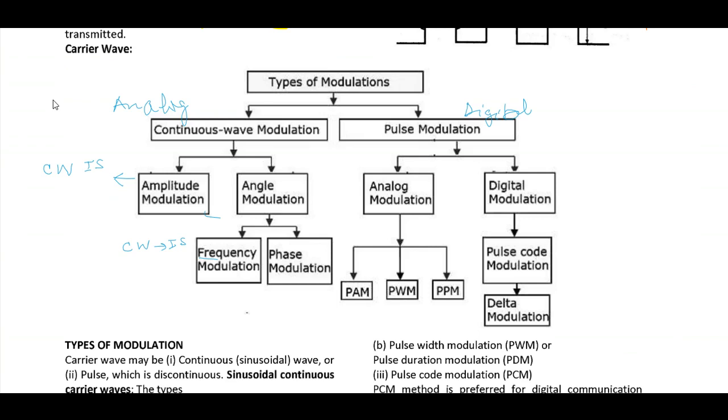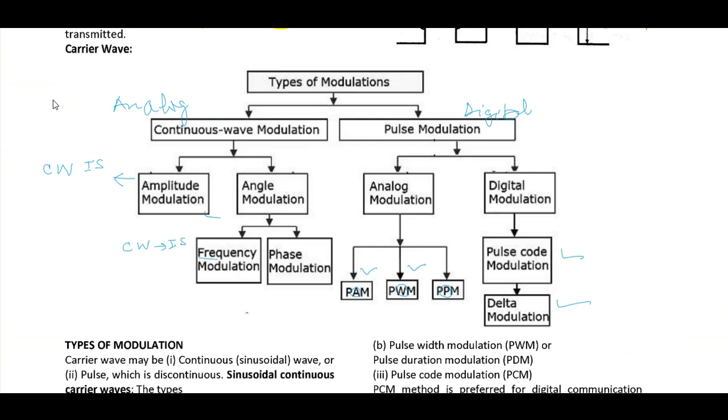Now, pulse modulation, PM. There are two kinds in pulse modulation: analog modulation and digital modulation. In analog modulation, it is PAM, pulse amplitude modulation, pulse width modulation, and pulse phase modulation. And in digital modulation, we have got pulse code modulation and then delta modulation. A stands for amplitude, W stands for width, and P stands for phase.